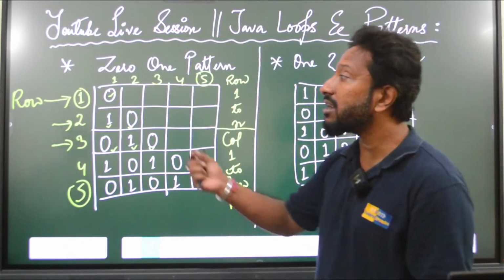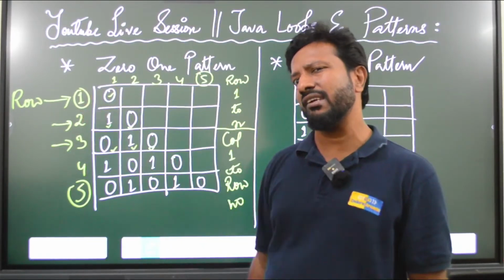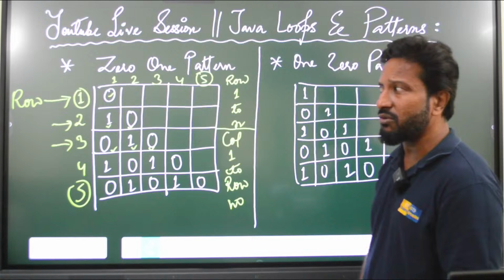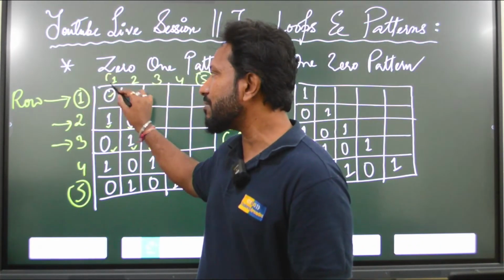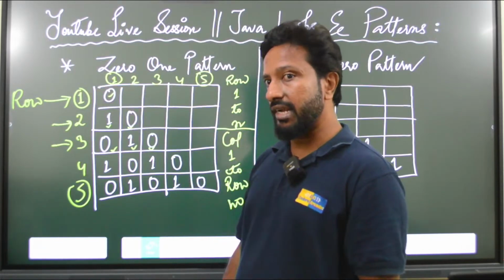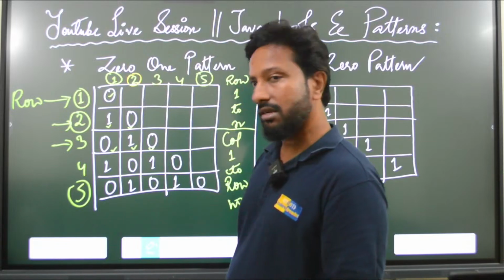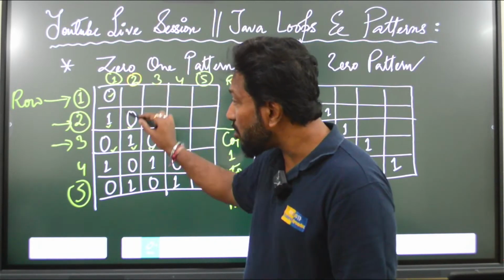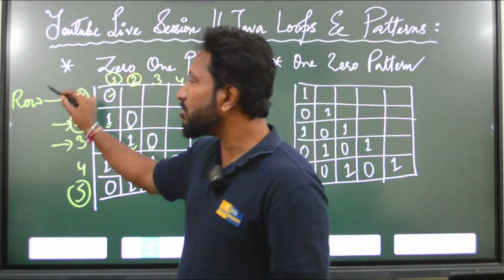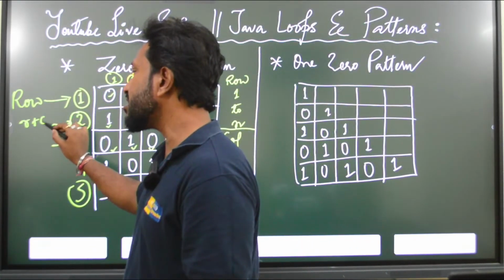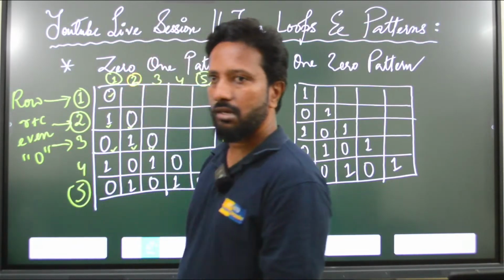patterns. How and when are you printing 0? How and when are you printing 1? That you have to find out. I think by now you have already found out that when the row and the column value, if you see this one, 1 plus 1 is 2, right? Even number. Similarly, if you see 2 plus 2 is 4, correct? Even number. At all the even places, we are printing a 0. When the row plus column is even, we will print a 0, okay.